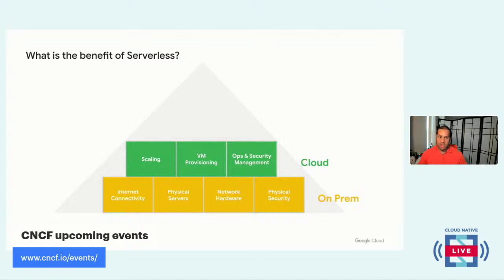When we start looking at the cloud, what we've done is you've basically told the cloud provider, whoever that may be, hey, you handle the on-prem stuff. My responsibility now is scaling, VM provisioning, and managing the operations and security. So I have to provision the VMs. I need to figure out how to scale things out, and I need to figure out the ops and security management. But I don't have to install a network switch. I don't have to figure out a server. I don't have to figure out how to get fiber to my data center.